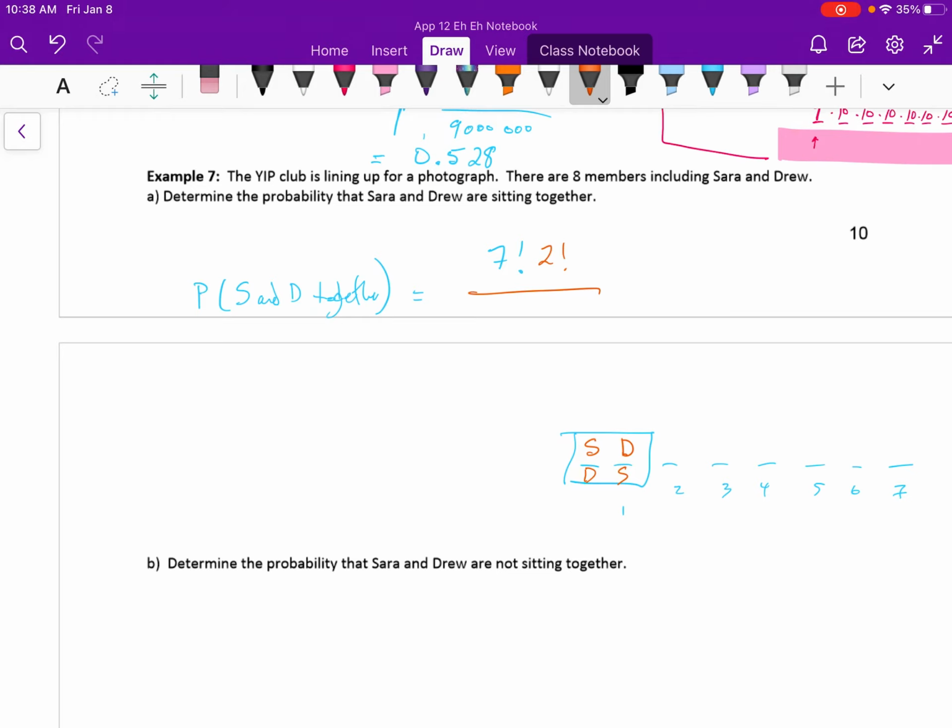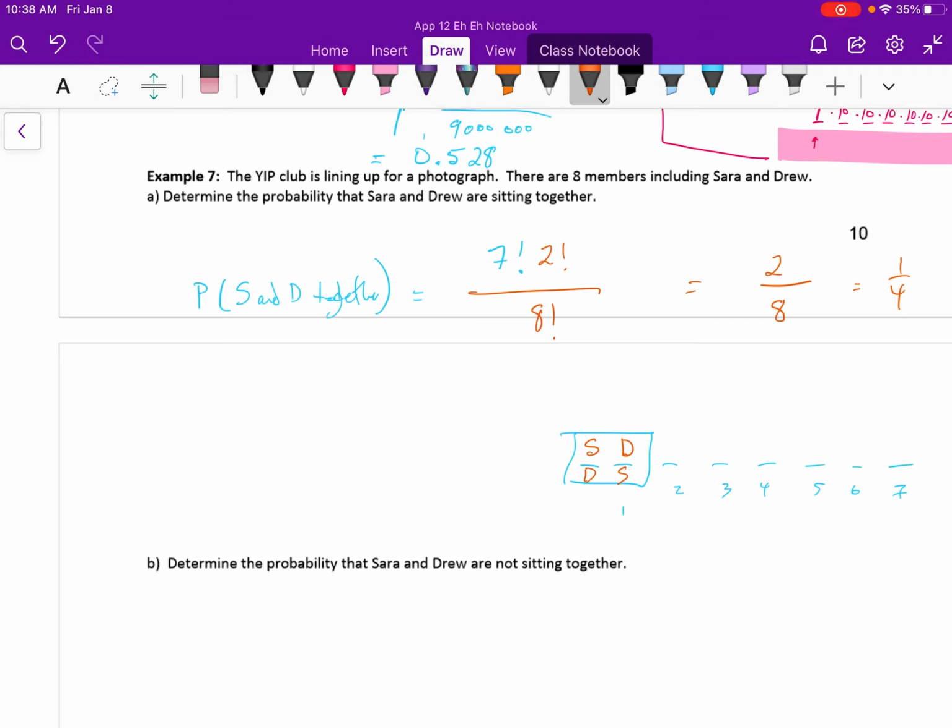Now, how many different ways are there so that 8 people can be randomly seated? Well, that's 8 factorial. And if you take out your calculator, well, maybe not, right? 7 factorial times 2 factorial divided by 8 factorial can simply be simplified to 2 over 8, or 1/4. If not, don't believe me, take out your calculator, try it out. It'll be 0.25. So this is the probability that Sarah and Drew will sit together.